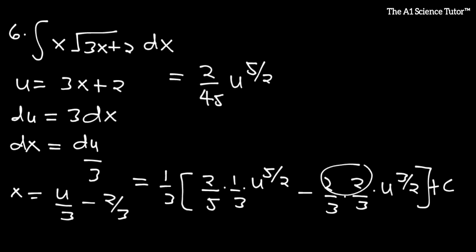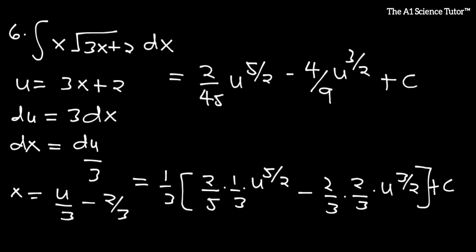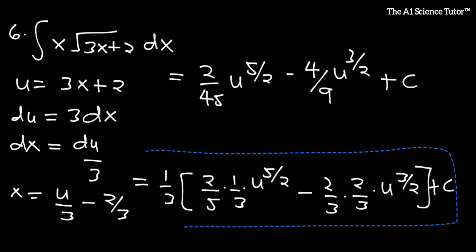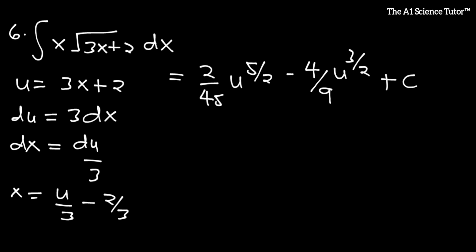Now here we have 4 over 9, right? So that is going to be a 4 over 9. And we're going to have u raised to the power of 3 over 2, and the plus c. Now what is the last step that we need to take? We actually need to replace u. Well, I need to take that back. We need to replace u with exactly what it was from the beginning, which is actually 3x plus 2.